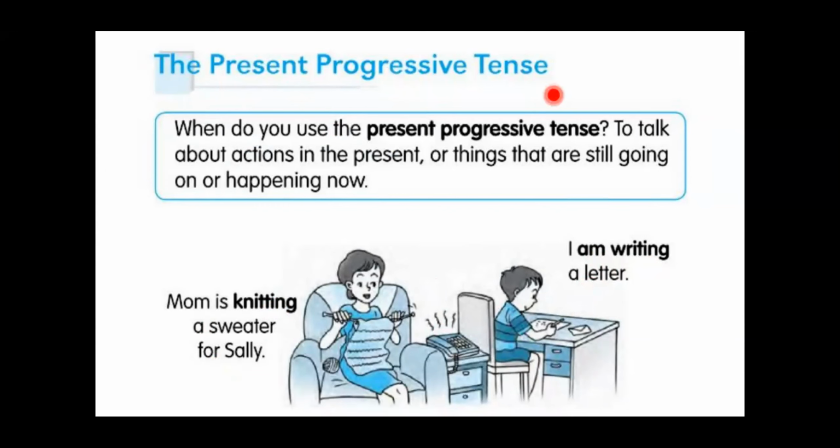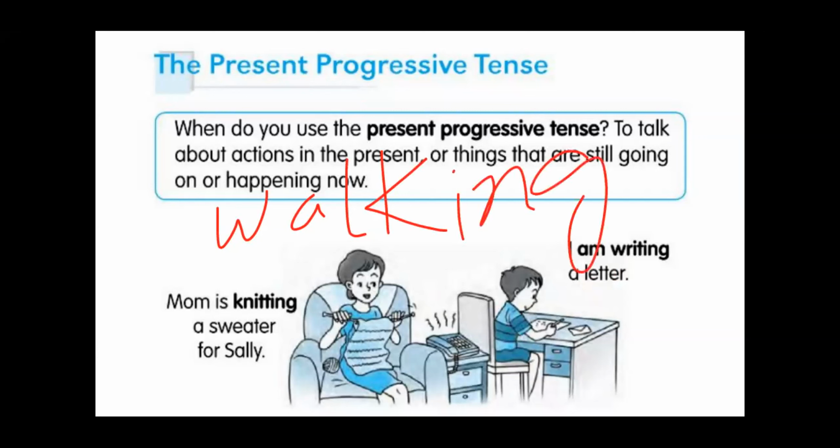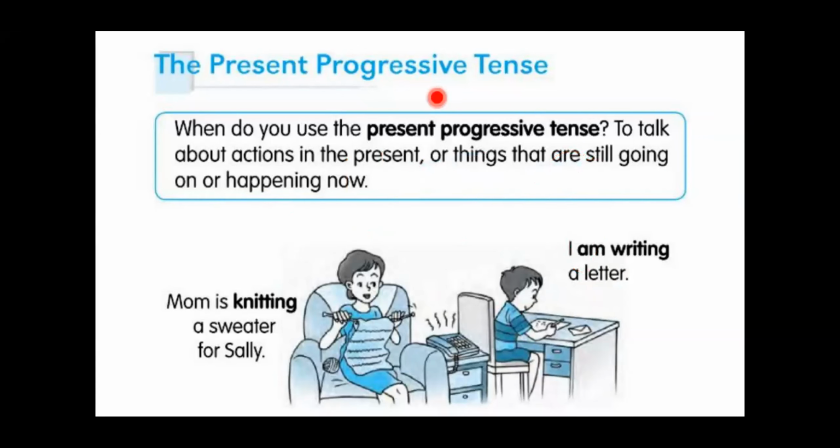Like see, walk, when you add ing, it will become walking. Dance, when you add ing, dancing. Sing, when you add ing, singing. Cook, when you add ing, it becomes cooking. So when you add ing to the verbs, it becomes present progressive tense.